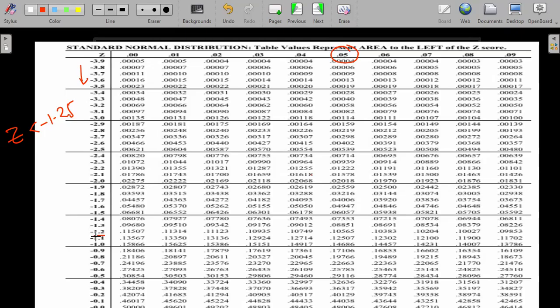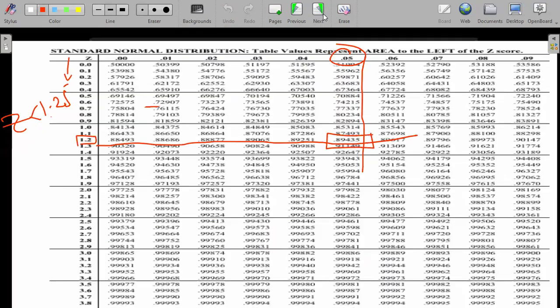Minus 1.2 is there. So I go to the far right like this, and then here I come down like that. So this is the probability there. What is it? Let me raise this line inside. It's 0.10565. So we can round it off to 0.1057. So it's the one that we're going to use.